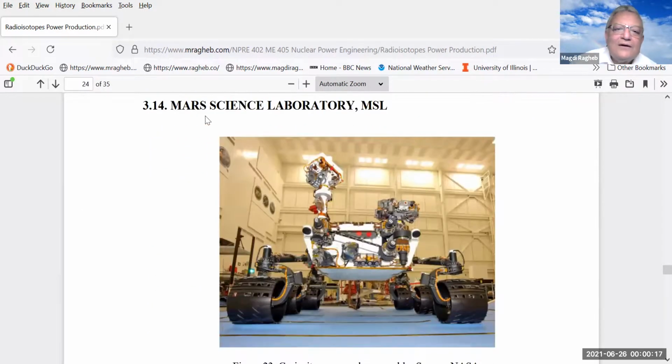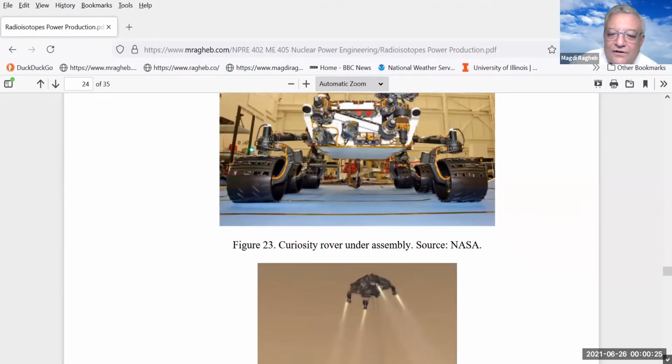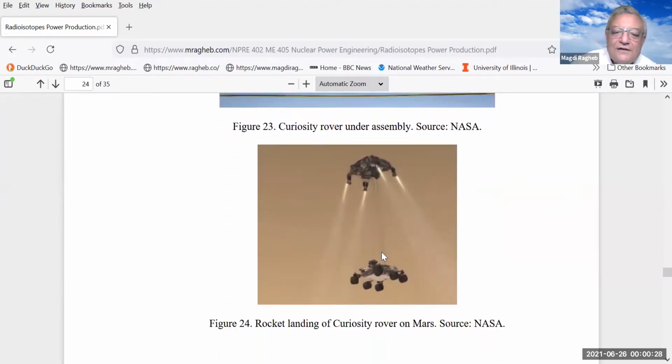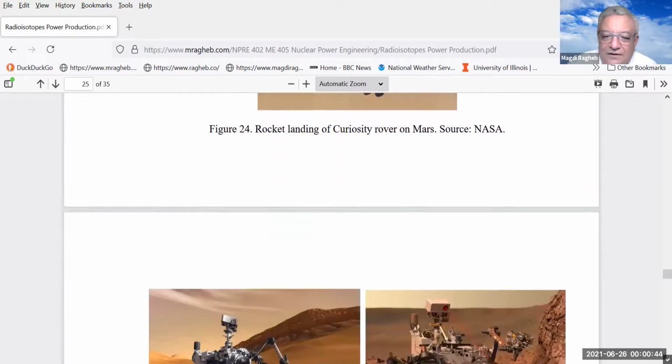So now in the science laboratory that NASA has on Mars, they are exclusively using Plutonium-238 as a source of power. It shows here a very ingenious way of landing the probe, hanging with rockets being fired to bring it to the surface of Mars in a way that doesn't destroy it.